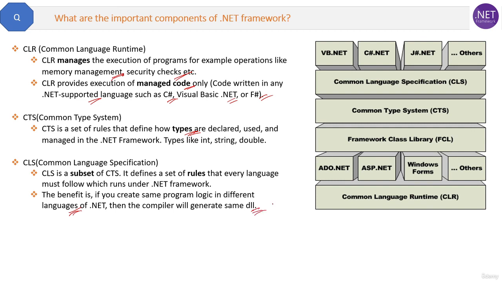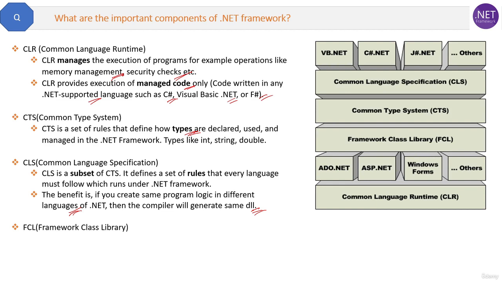Another example is, suppose you created two projects, one in VB.NET and another in C#. Now you want to use one project as a reference in another. Then it will work seamlessly because both languages are .NET Framework supported. And CLS and CTS's job is to make sure that the two languages' projects can interact with each other. Got it?